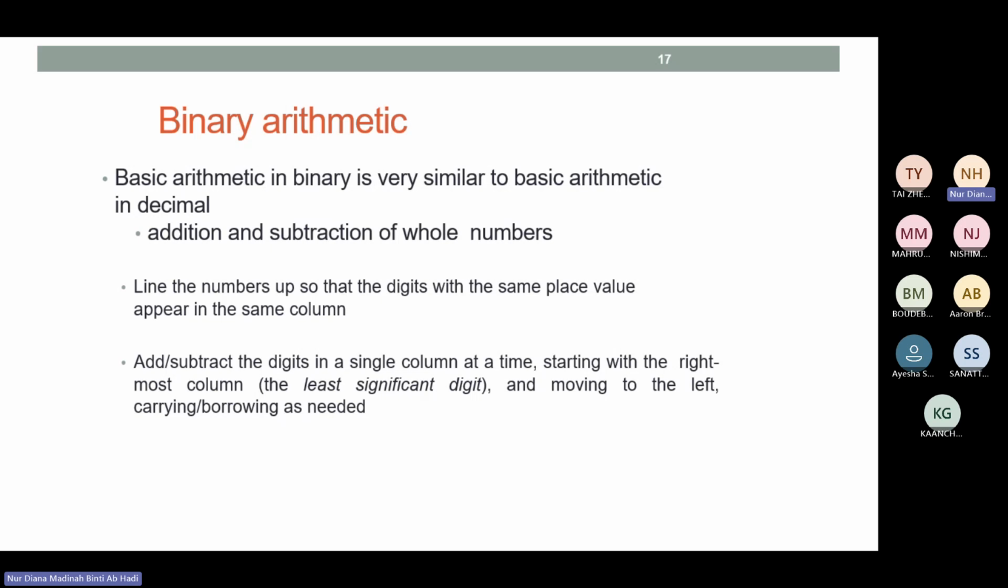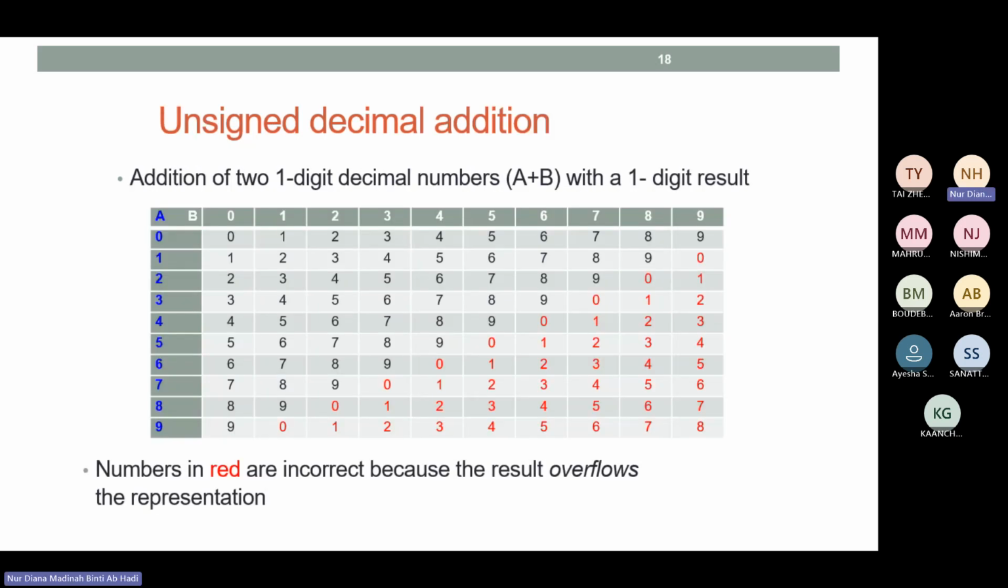We need to do the lining up, the carry ins, carry outs, and the borrowings, and we have our rightmost and leftmost columns, we have LSD and MSD. What is LSD? LSD is the least significant digit. And these are the examples when you do the addition of two one-digit decimals with a one-digit result.